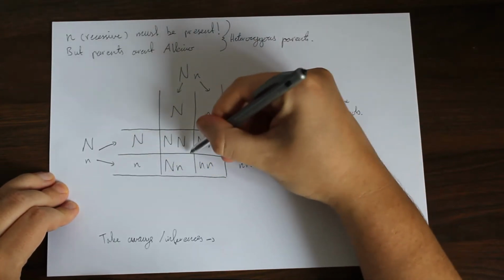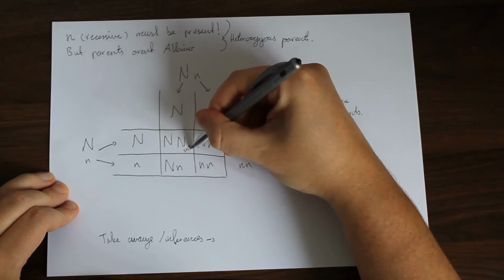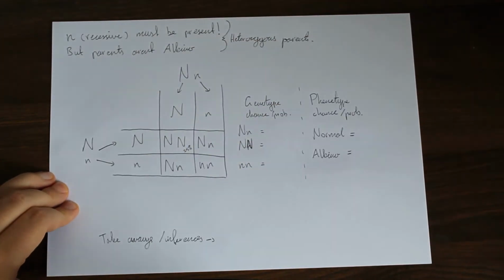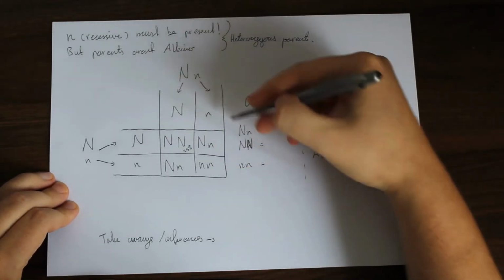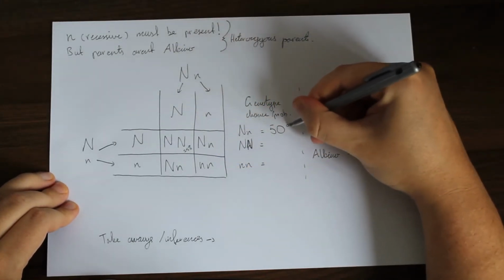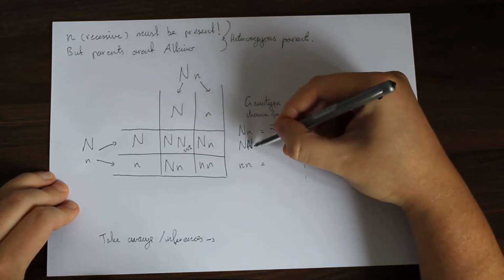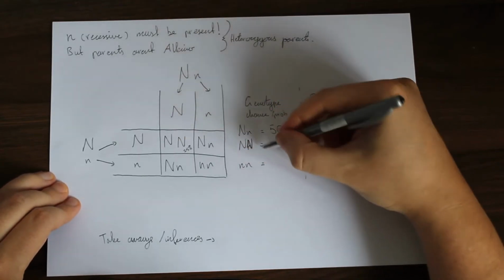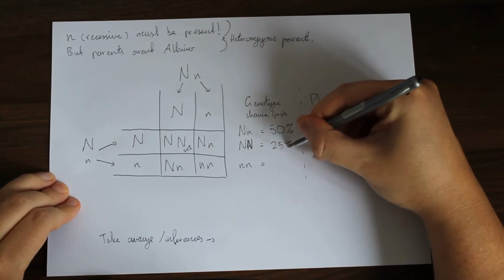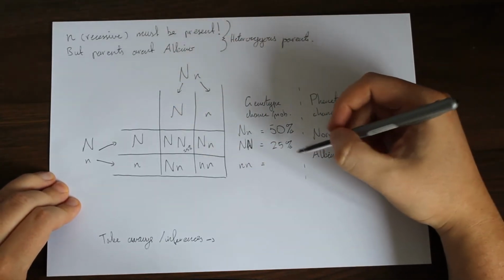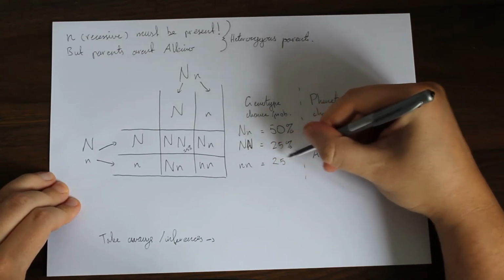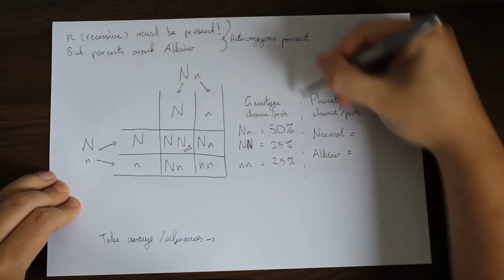Okay, remember that each of these squares are a 25% chance in our Punnett square. I can come across and I can see, cool, what are the chances of a heterozygous? I've got 2, so 50%. What are my chances of a homozygous dominant? I've got 1, 25%. Okay, and what are my chances of a homozygous recessive? 25%. Cool, that's my genotype chance.